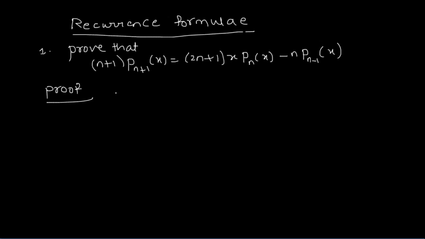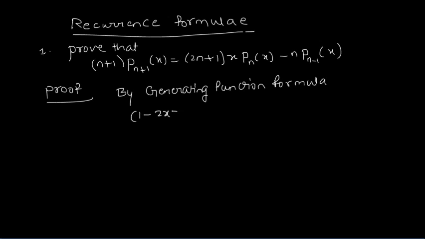So we know that by the generating function formula, which we have derived in the last class, we have 1 minus 2xz plus z square raised to minus 1 by 2 is equal to summation from n is equal to 0 to infinity Pn of x into z raised to n. So this is by the generating formula.